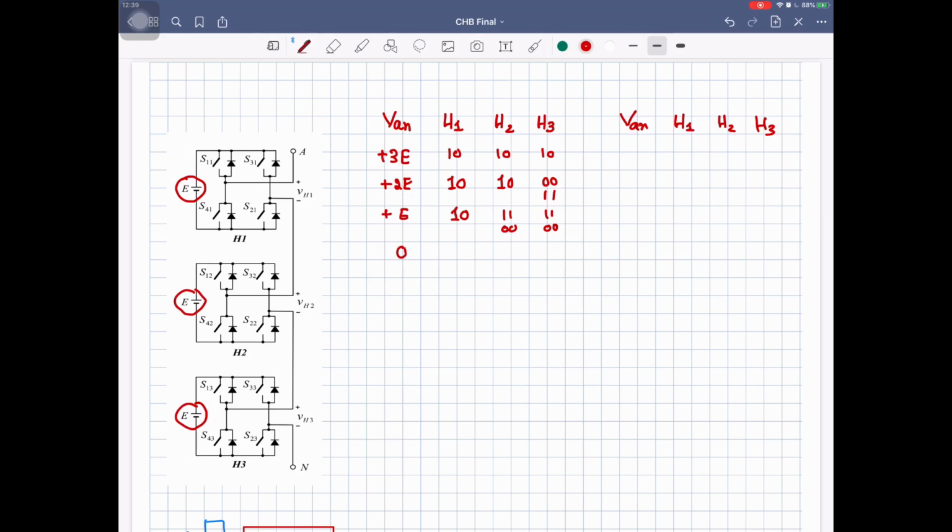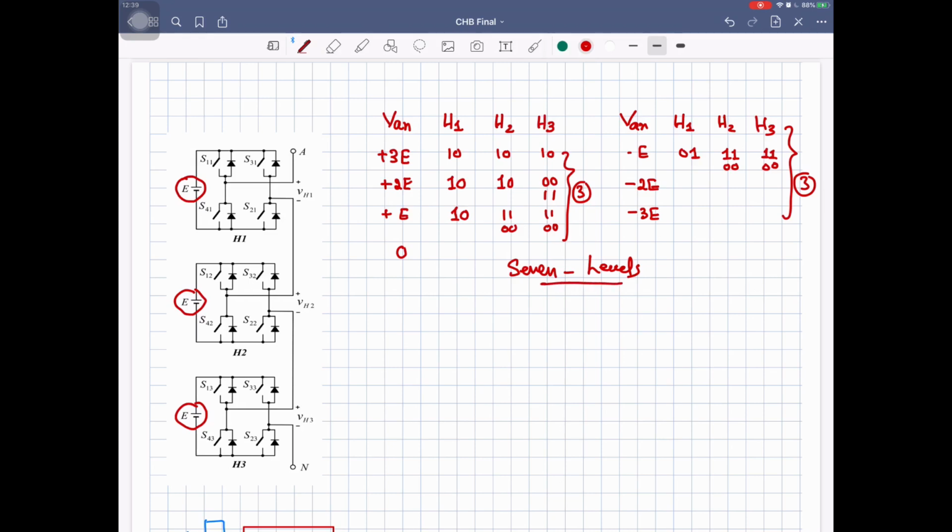Then the 0 volt. Similarly, minus E can be obtained by, let's suppose, the first inverter with the code 0 1 and the other inverters with 1 1 or 0 0, and so on. You can get minus 2E and minus 3E. So with this equal number of voltage levels, how many levels can you get? 3 levels in the positive and 3 levels in the negative, and 1 is the 0 level. So the total number of levels will be 7. So 7 levels can be obtained in the output voltage waveform.